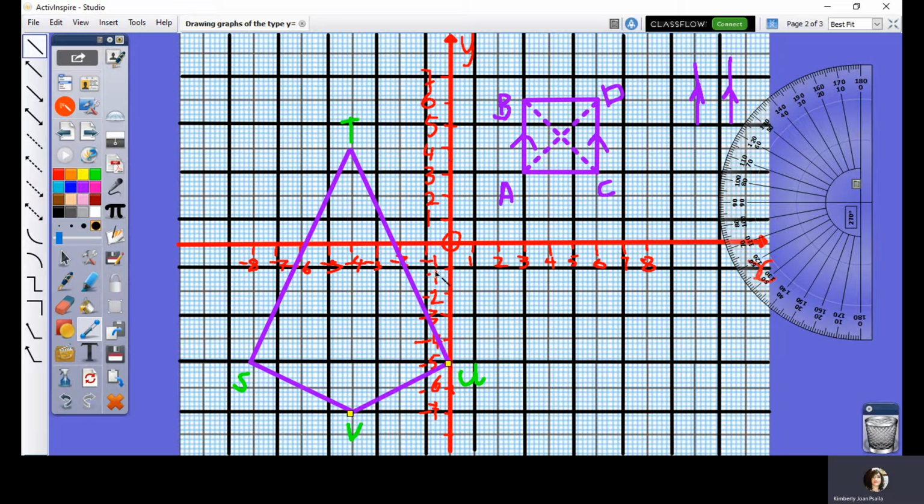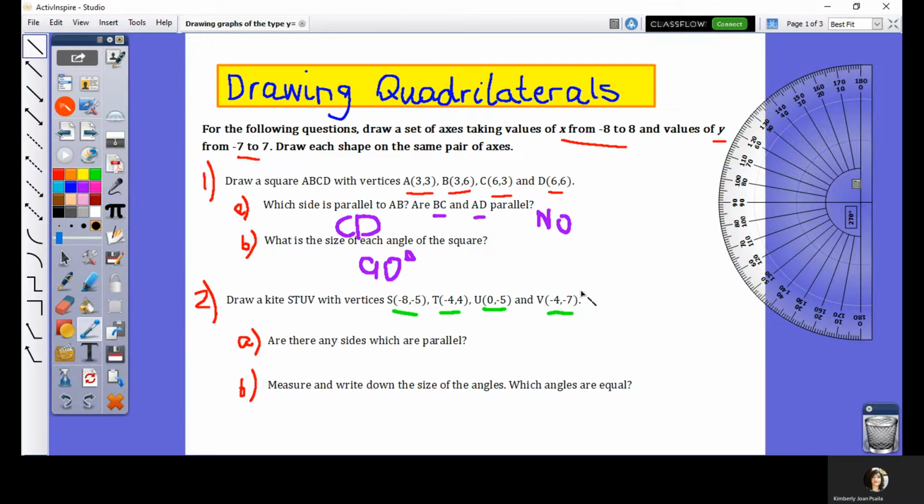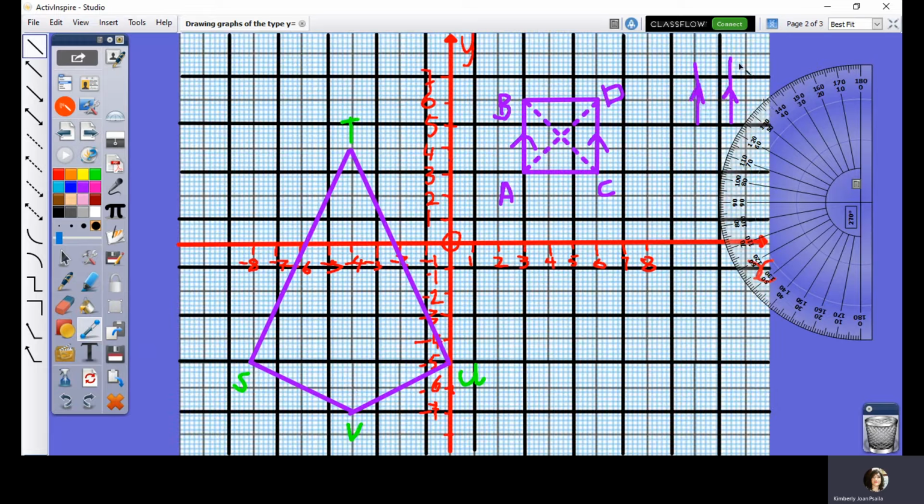Okay, and then we have our kite. So that part is ready. Now, are there any sides which are parallel? Are there any two lines that, when I elongate them, they never meet? Okay, so in our case, the kite has no parallel lines.